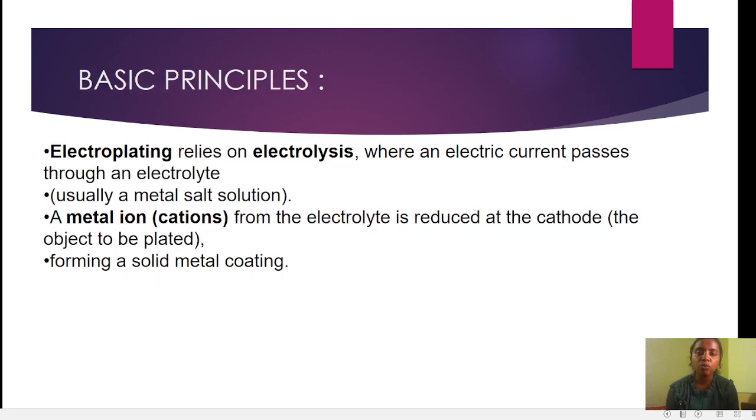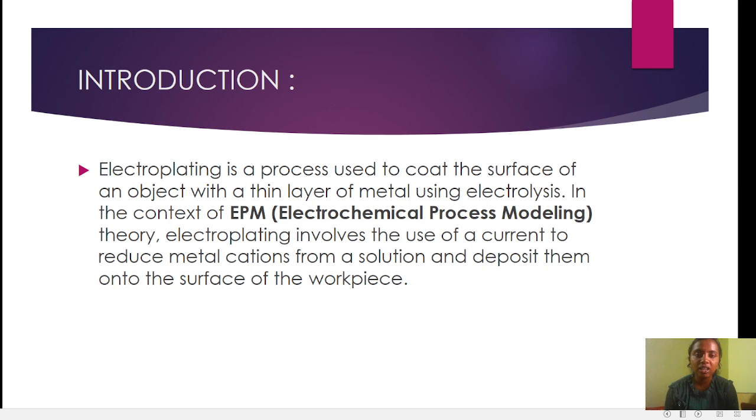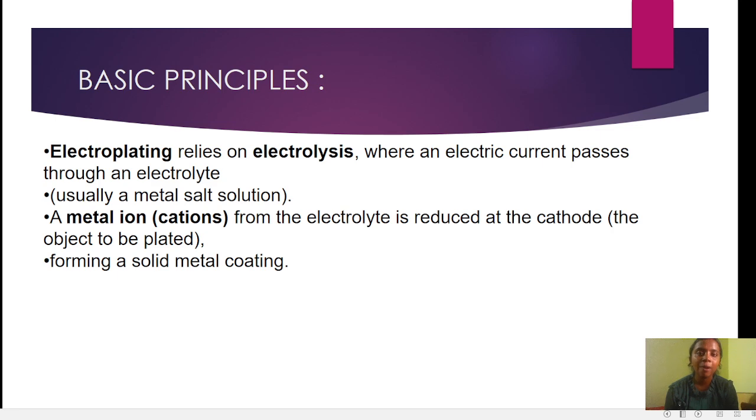Let me look over the basic principles. What are the basic principles for electroplating? Electroplating relies on electrolysis. What is electrolysis? We have seen metal breaking down; it is known as lysis, where an electric current passes through an electrolyte using a metal salt solution. The electric current will pass with the help of the metal salt solution.